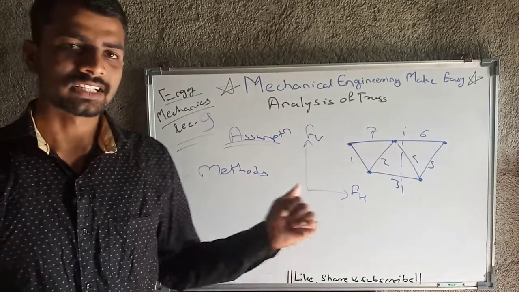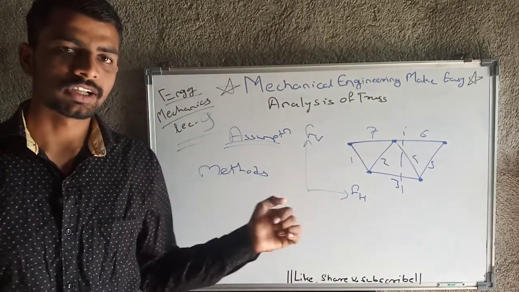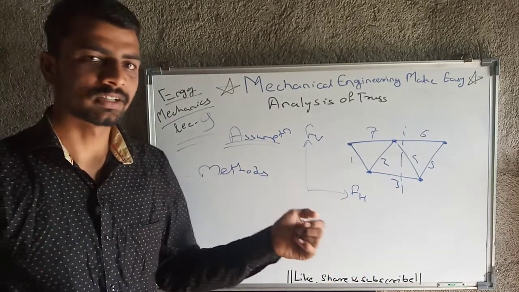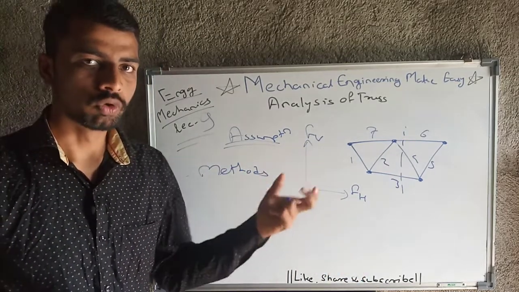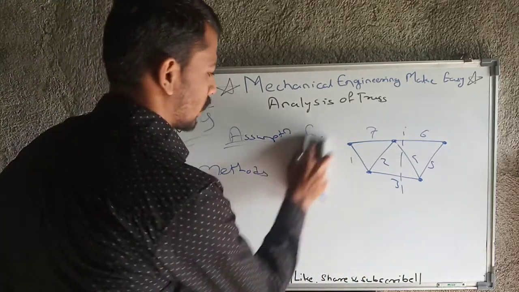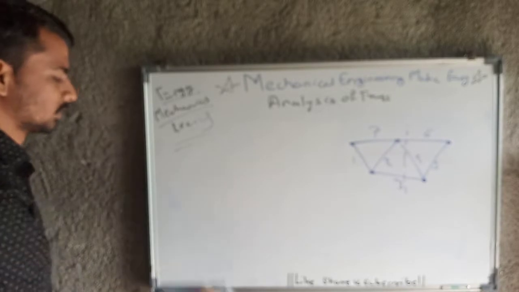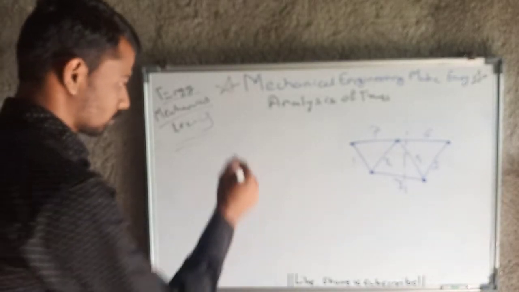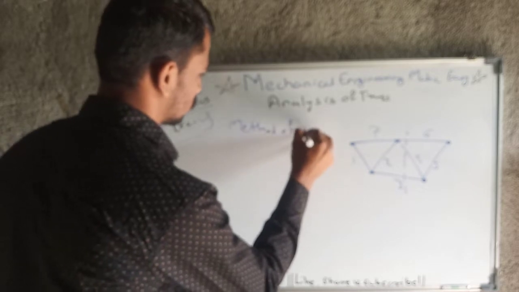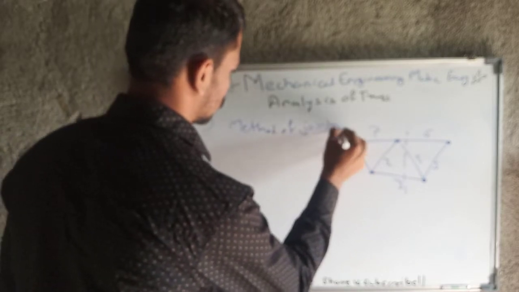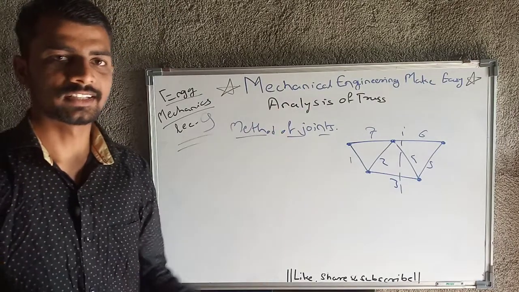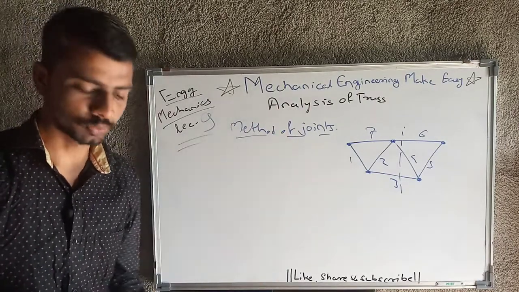But as far as our syllabus is concerned, only the method of joints is very important. So we will look at exactly what the method of joints is, and how we need to go about it. Okay, so now we will go with the method of joints. Okay, so now we will start the analysis of truss with the help of the method of joints.